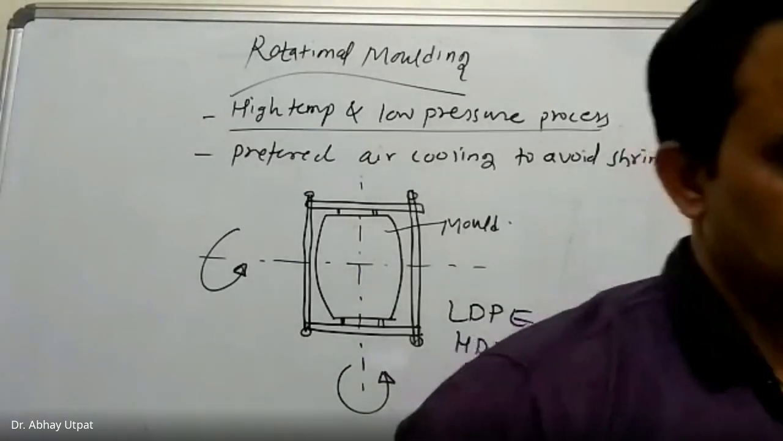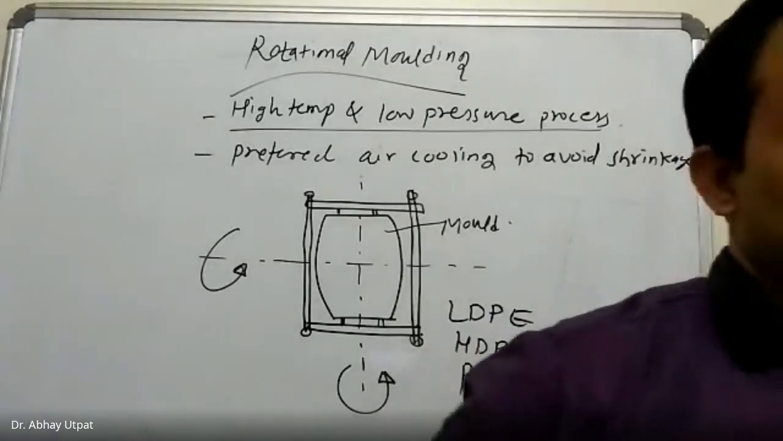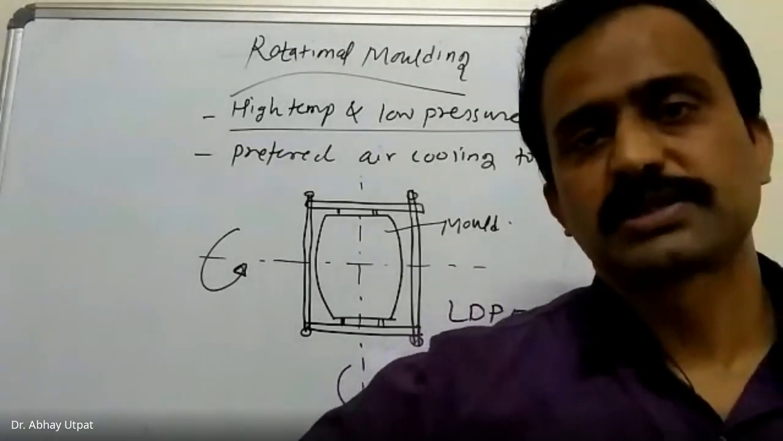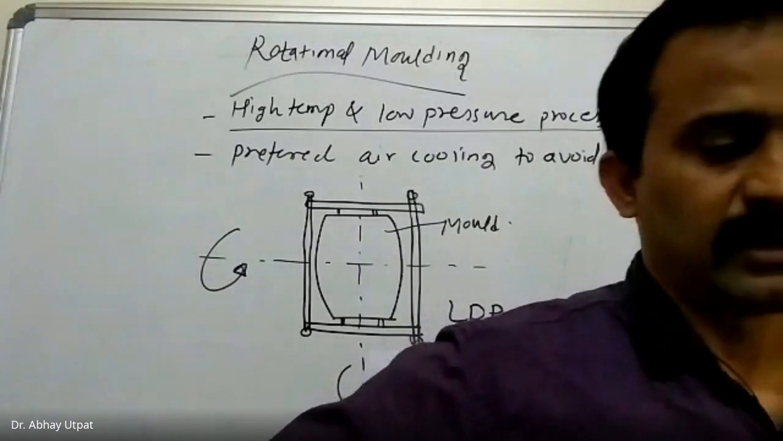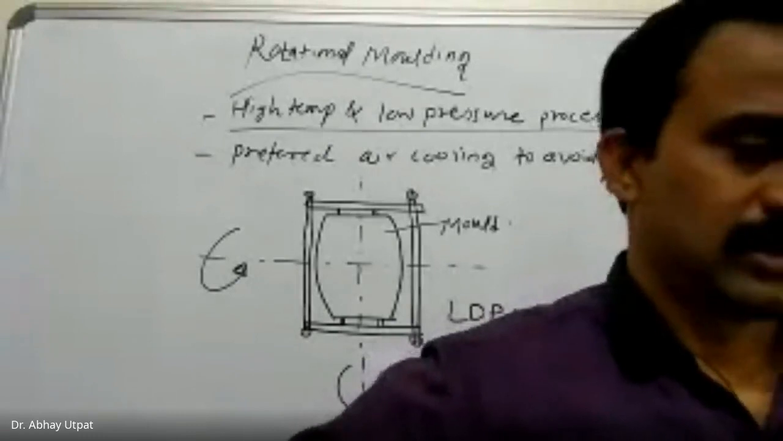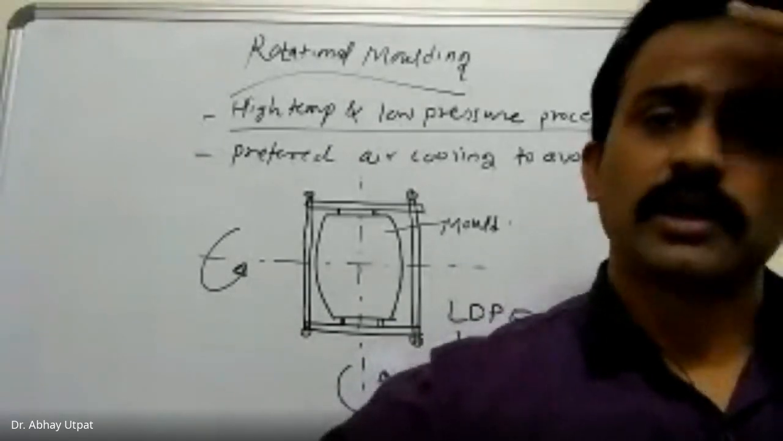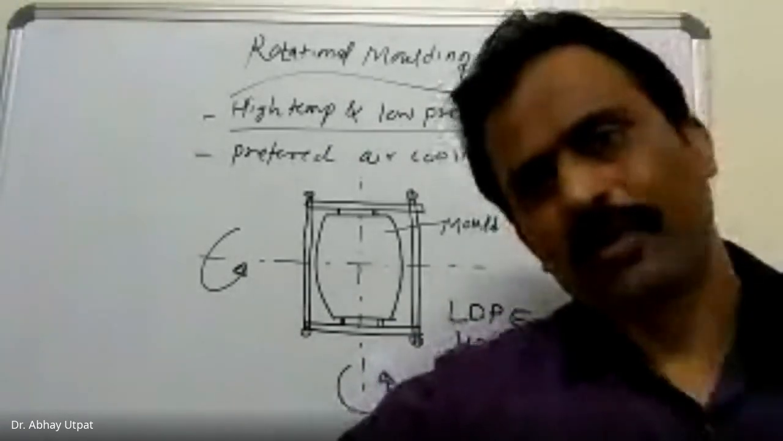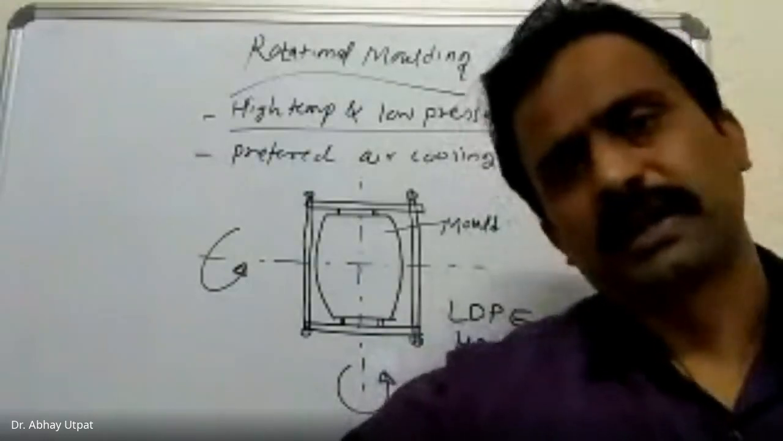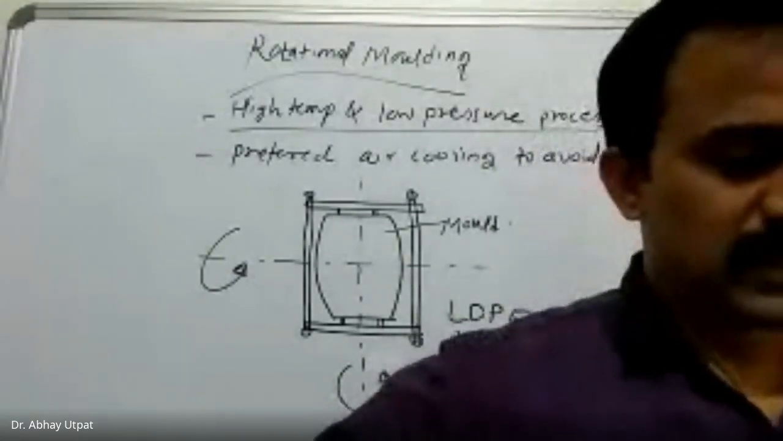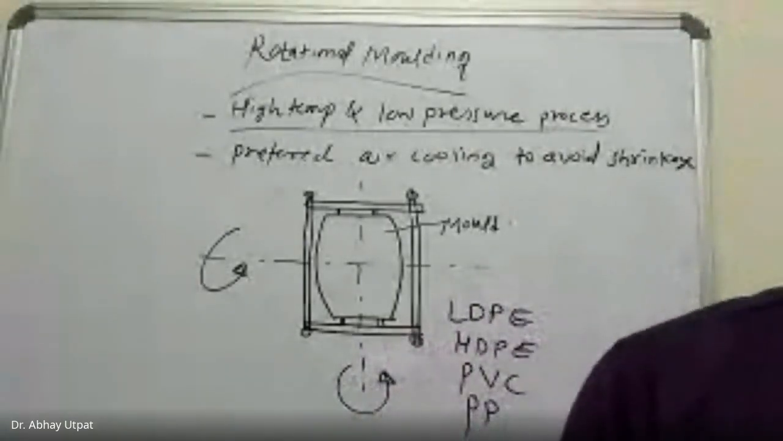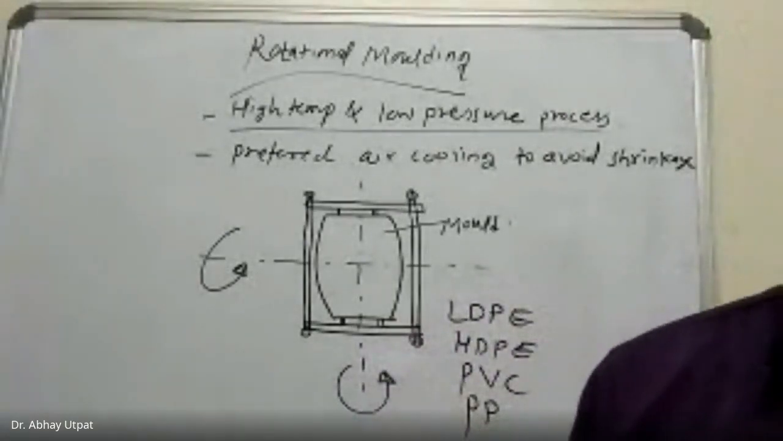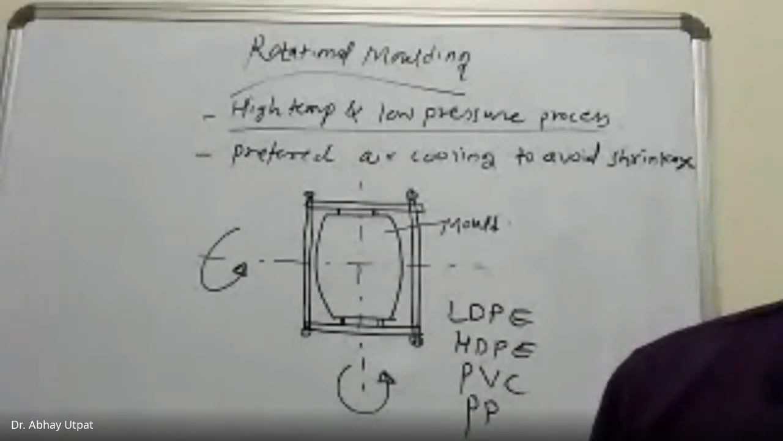Disadvantages. Rate of production is very slow. You can write, rate of production is very low, because it may take almost 1 hour for rotation and then cooling. Second, precision level is lower.